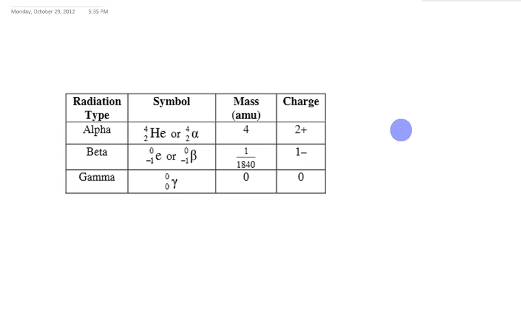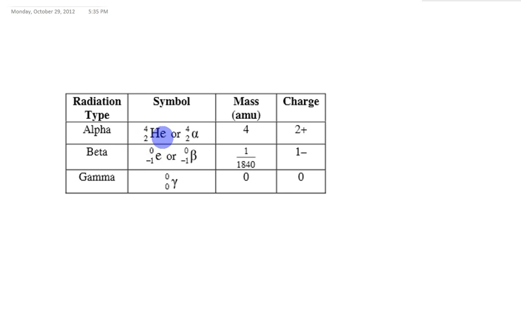Alright, in this video we're going to take a look at alpha and beta decay. We're going to talk about gamma radiation. We're going to look at what exactly is going on and how to solve problems with each of these. First of all, the symbols for alpha and beta decay.